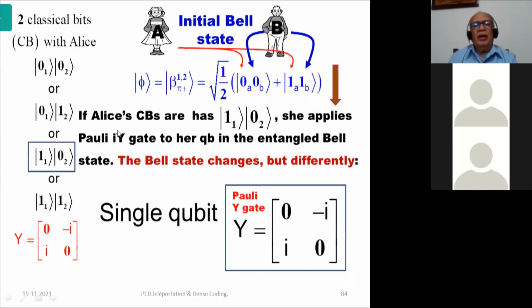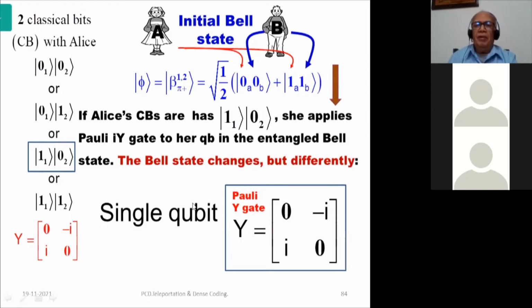So in the third case, Alice has got two classical bits, 1 and 0. And in this case, Alice would apply the IY gate. So you know the Pauli Y gate, and then there is a further multiplication by I. So the IY gate is to be applied.